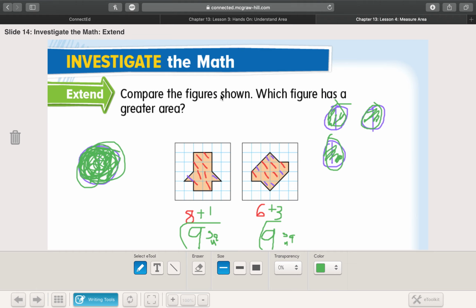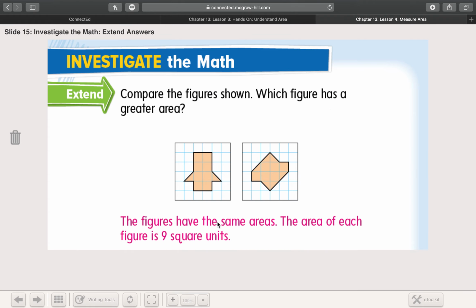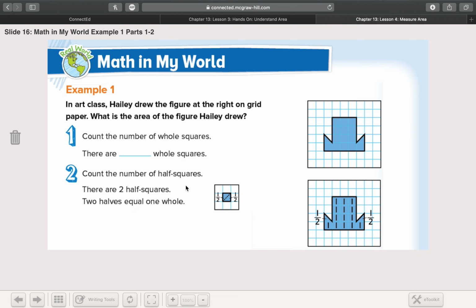So if I need to compare them, which one has a greater area? Well, neither. They are equal. That's how I compare them. Let's check our work. The figures have the same areas. The area of each figure is 9 square units. Okay? Let's look at this example.